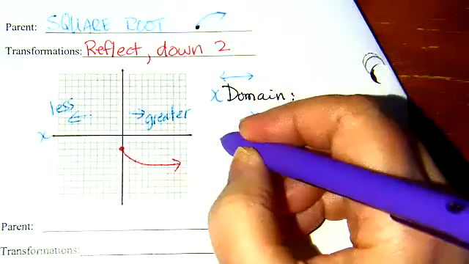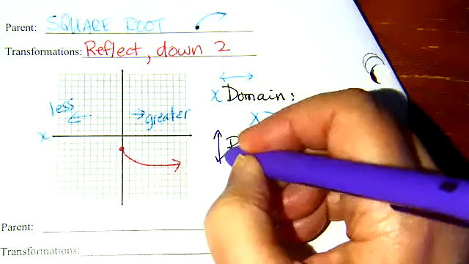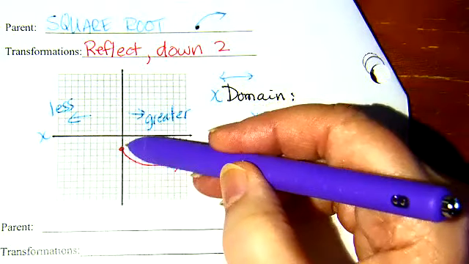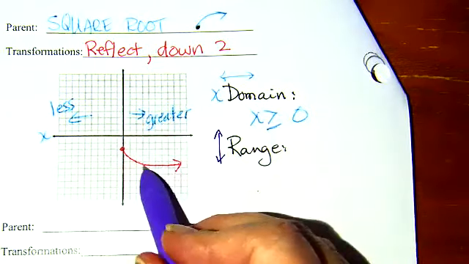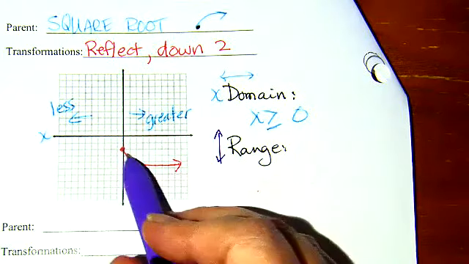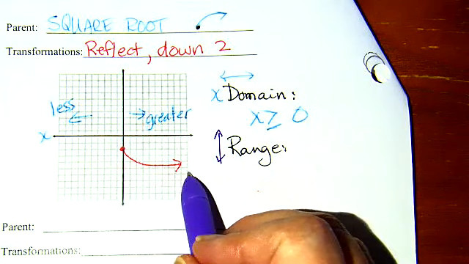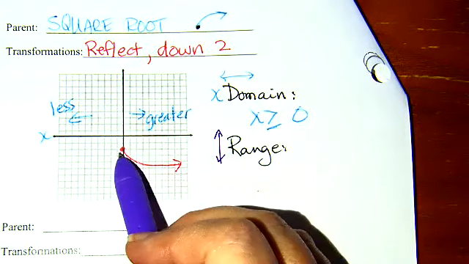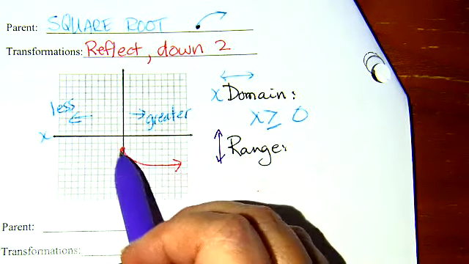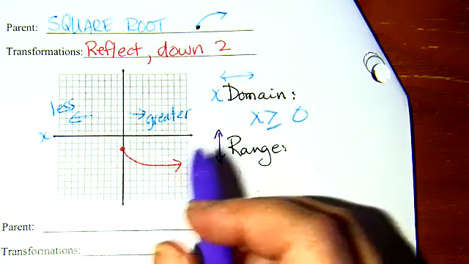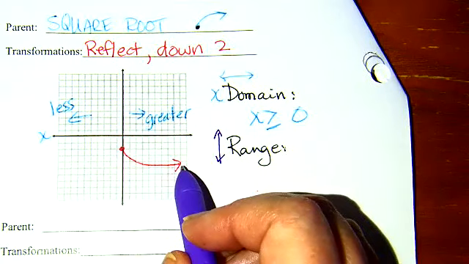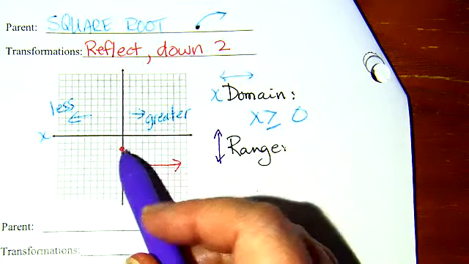Let's take a look at the range. The range, again, we're going to look up and down. How far down does it go? Well, I drew it like it's scooping up, but it really is going further down, further down. We don't have to be perfect artists here, but it's going to keep going down and down and down. So it goes down forever, but it doesn't go up forever.